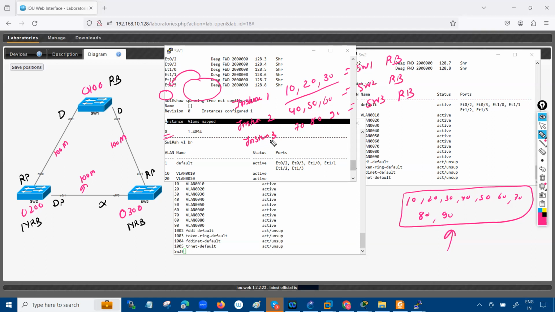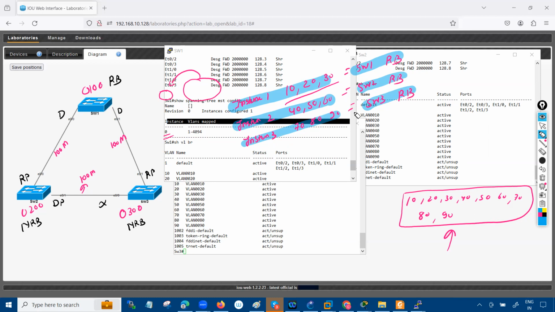These are user-defined instances: I'm going to create each instance and map it to the VLANs. Instance 1 is going to map with VLANs 10, 20, 30. Instance 2 is going to map with VLANs 40, 50, 60. Instance 3 is mapped with 70, 80, 90. For instance 1, switch 1 will become the root bridge. For instance 2, switch 2 will become the root bridge. For instance 3, switch 3 will become the root bridge.